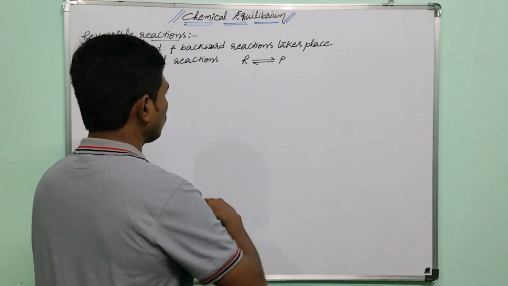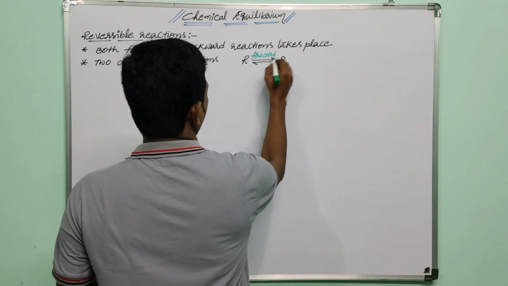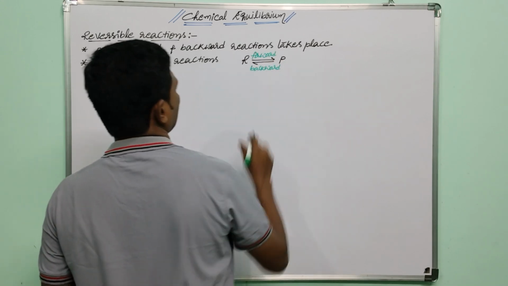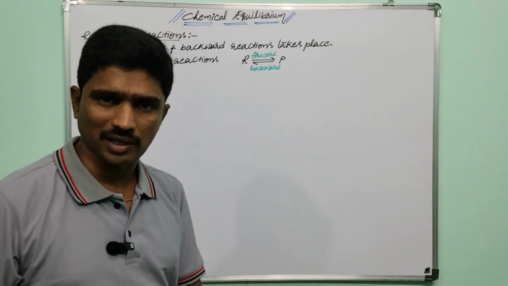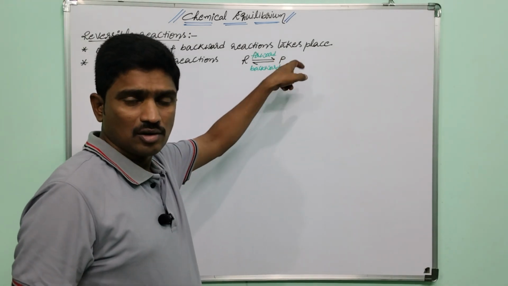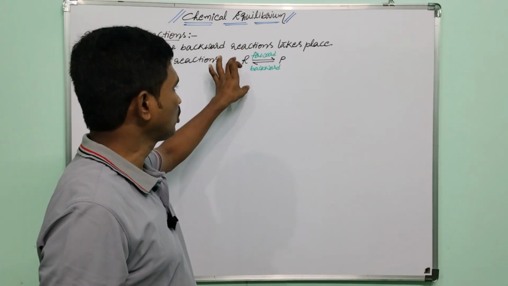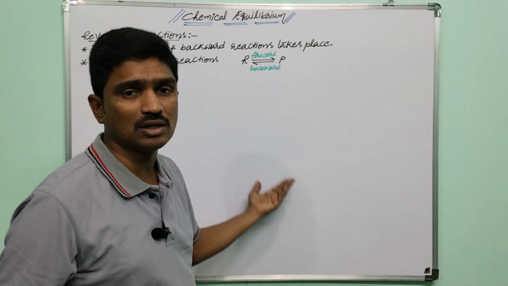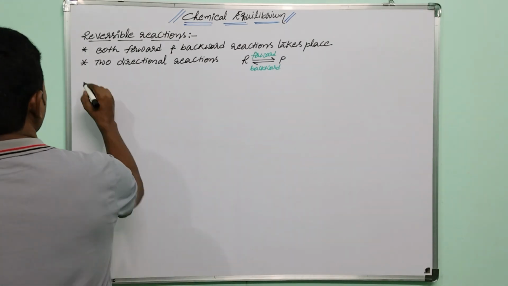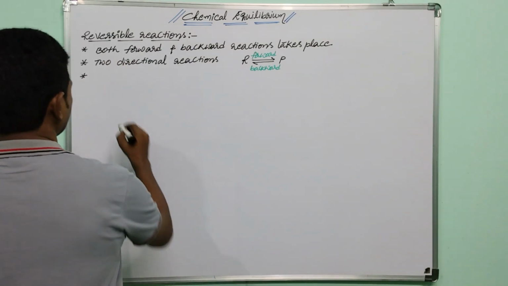Nothing but both forward and backward reactions take place. Reactants converting into products is called forward. Products giving reactants is called backward. In reversible reactions, both forward and backward take place. Okay? Most of the reversible reactions take place in a closed vessel.